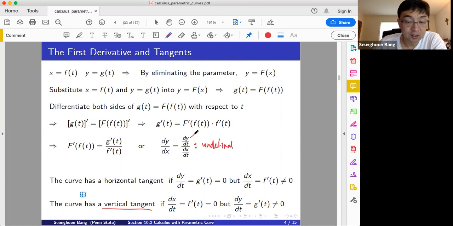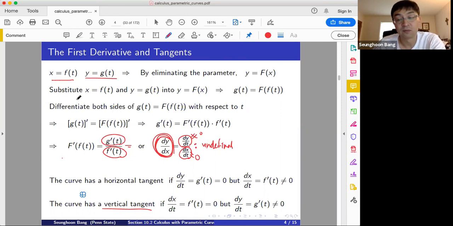So what happens? dy over dt is non-zero and dx over dt is 0. Non-zero over 0 is undefined. This is the whole idea for finding a vertical tangent line. Then let's find one more. How can you find dy over dx? It is exactly the slope of the tangent line: dy over dt over dx over dt, which is the same as g prime of t over f prime of t. This is the whole idea.